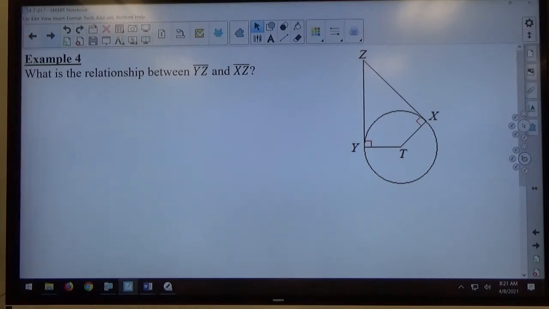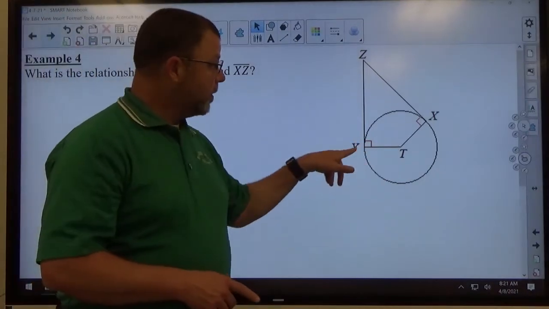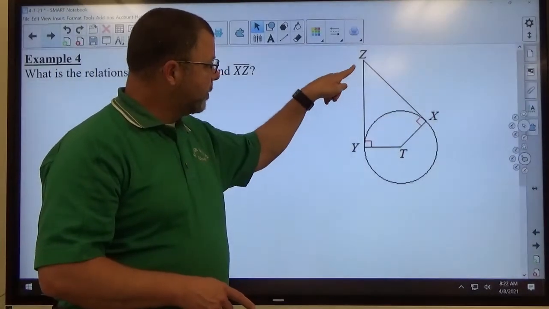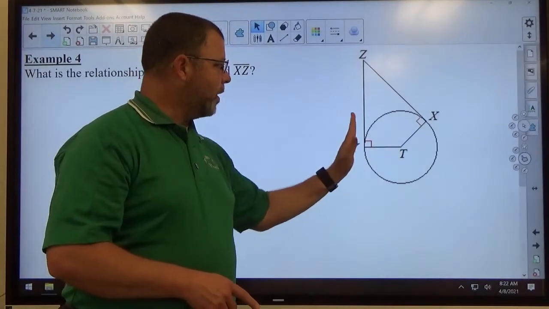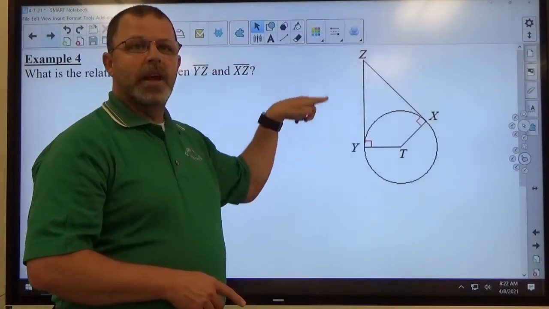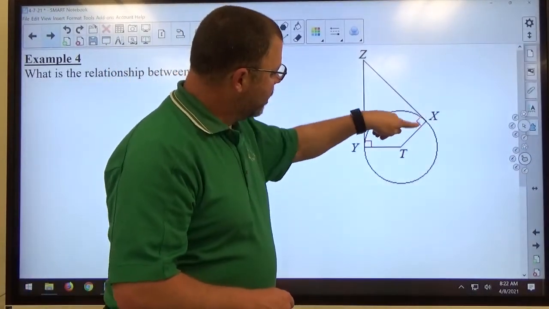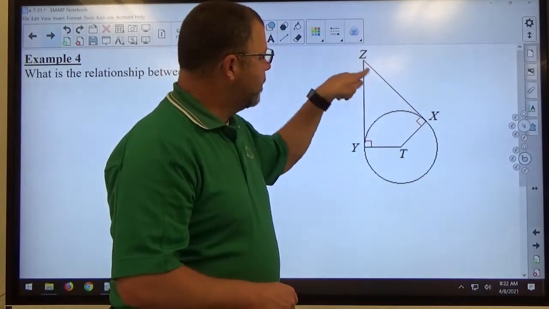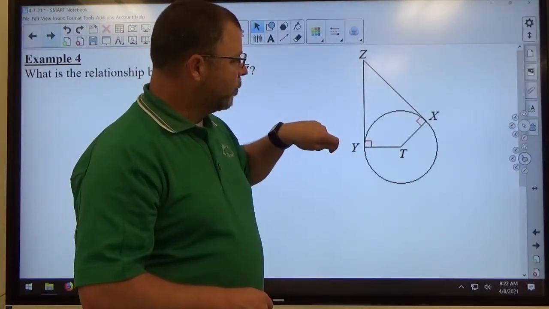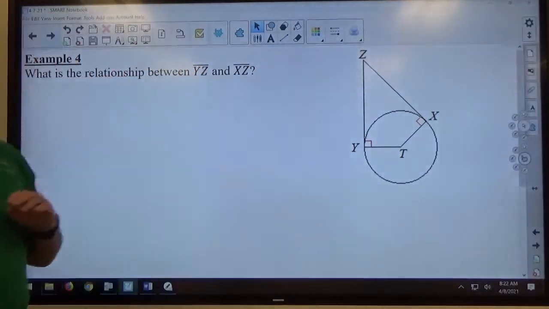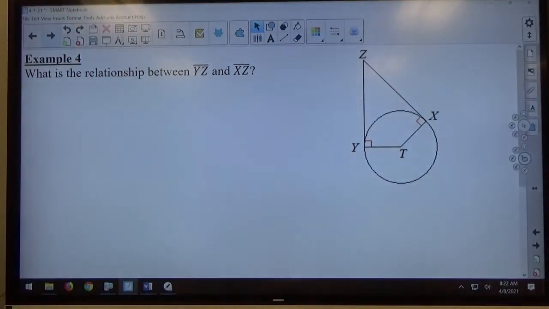All right, so example 4, continuing on with this idea of tangents. You can see here that we've got this circle drawn with zy and zx drawn to the circle at right angles to the radii, ty and tx. So since this segment zy is perpendicular to that radius ty, that tells me that zy is tangent to the circle at y. And since zx is perpendicular to tx, the radius, this segment zx is tangent to the circle t at point x. So we have two tangents drawn to the same circle from the same exterior point, which is point z.